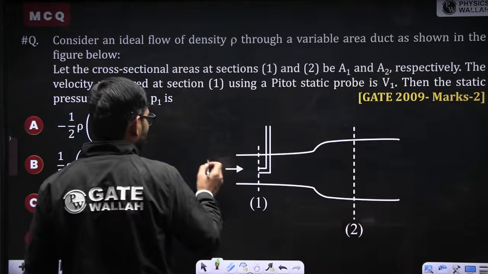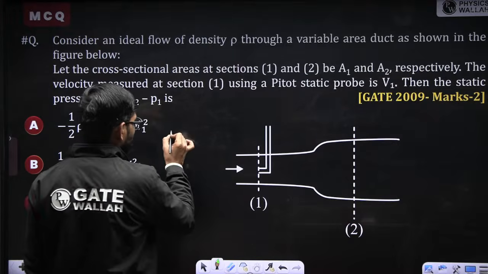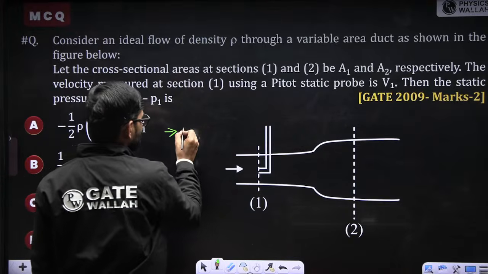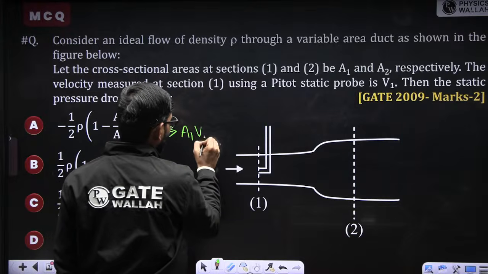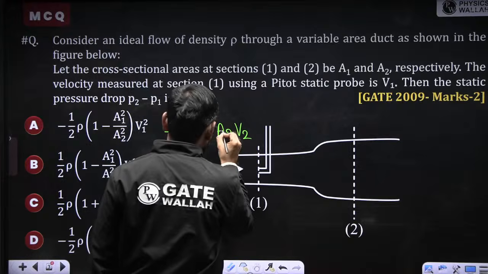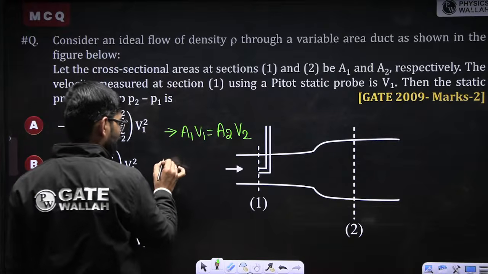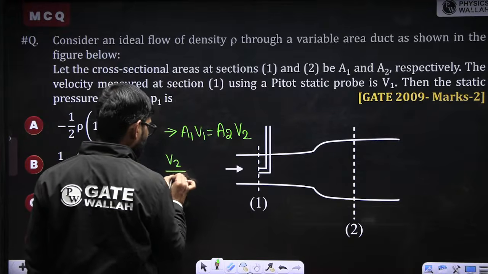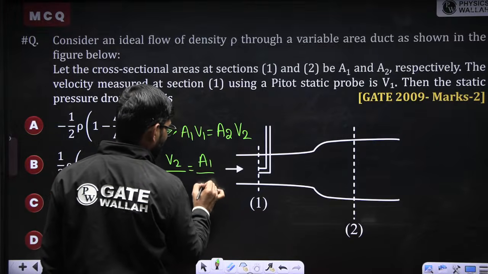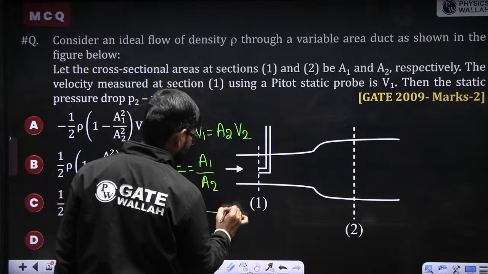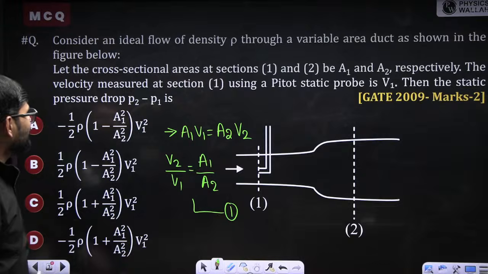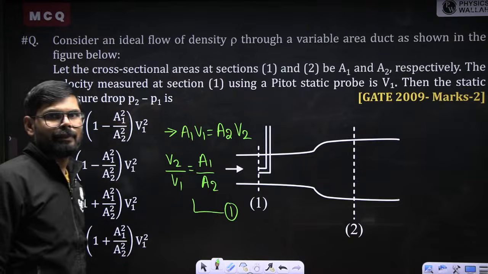So first we'll apply the continuity equation. As the density is constant, I can write A1 V1 is equal to A2 V2. So V2 by V1 can be written as A1 by A2. This is equation number 1. Now we have to find out P2 minus P1, so we'll apply the Bernoulli equation.